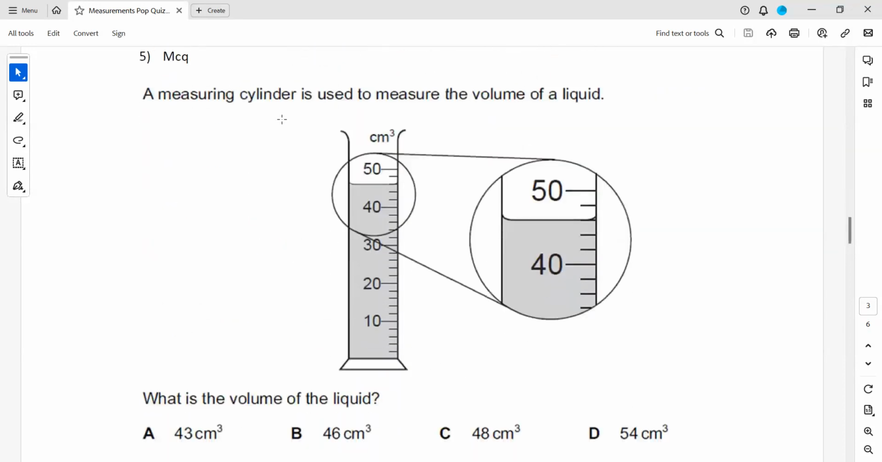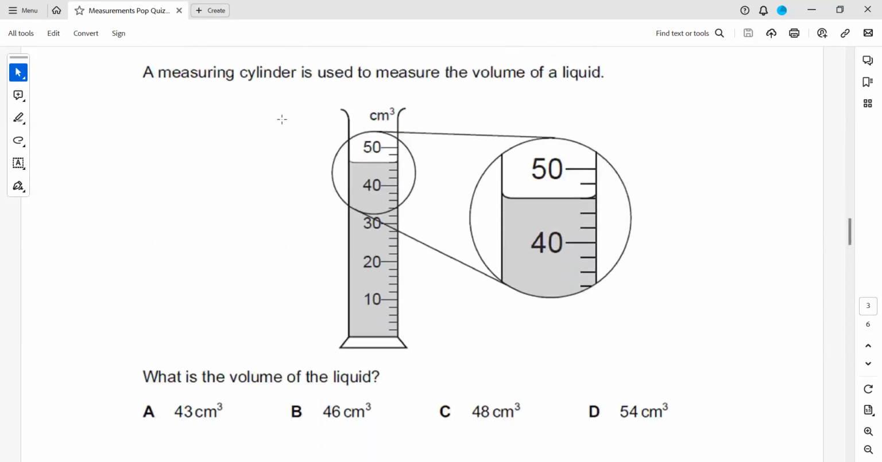A measuring cylinder is used to measure the volume of a liquid. What is the volume of the liquid? We always use the bottom of the meniscus and we should always look perpendicular. So we look perpendicular at the bottom of the meniscus here. This one is 40, 42, 44, 46, 48, and then 50. So the level is at 46, so B will be the right answer.